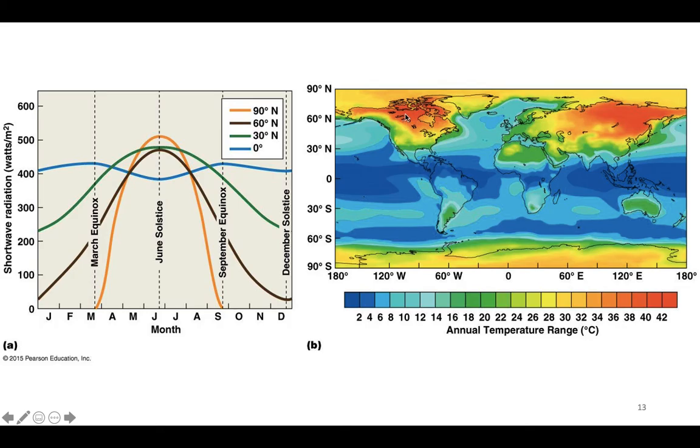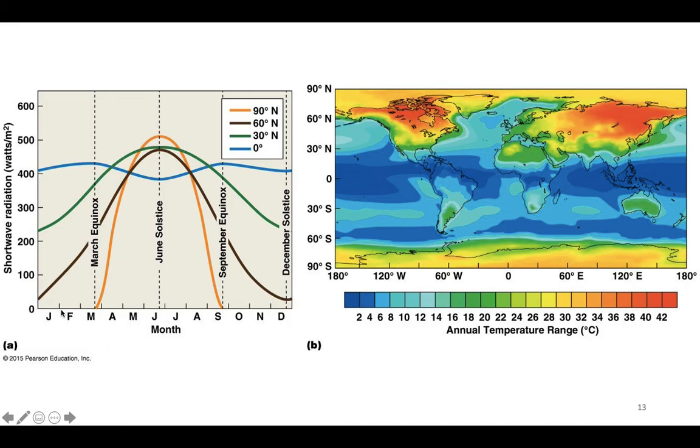entire year. Now at the poles, as you can see in both of these, there's a 42 degrees change in some of these areas at the poles. And that's because of the tilt. So there are times during the year when these areas up here have sunlight 24/7 because of the tilt of the Earth.